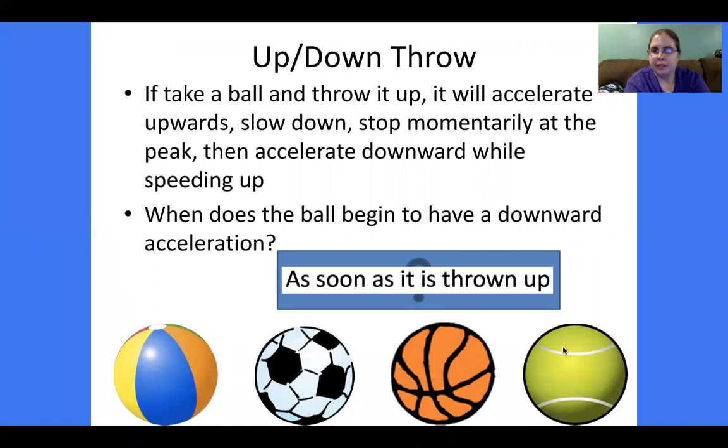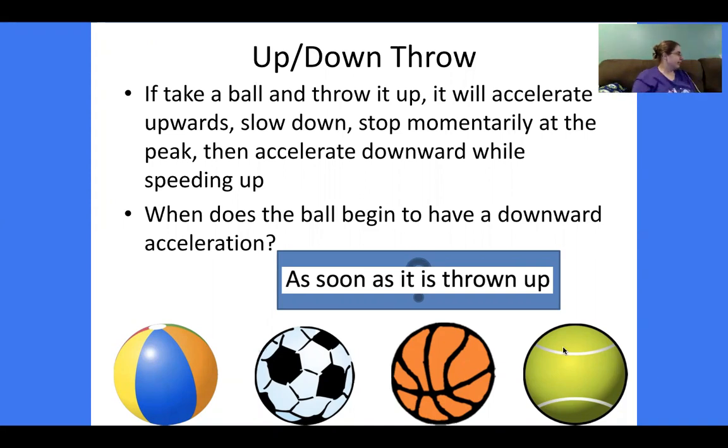When does the ball begin to have a downward acceleration? Well, the answer is as soon as you throw it up, because even though it accelerates upward, don't forget, acceleration is just a change in velocity. As soon as it leaves your hand, the only thing acting on it is gravity. And that's why as it's being thrown up, it slows down.